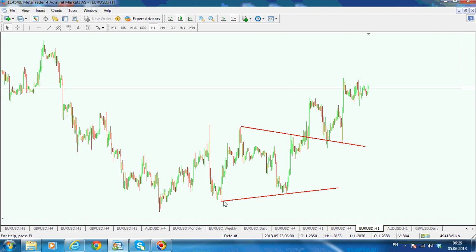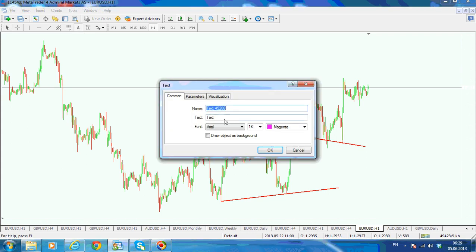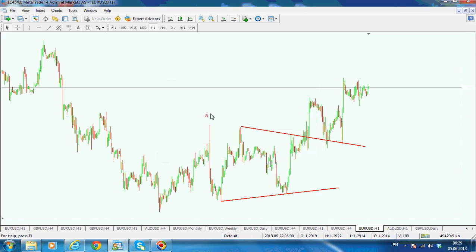So if you are to count this contracting triangle like this, and you want to put 5 different waves in the form of A, B, C, D, E, you make sure that what ends here, let's say, ends an A wave of this degree. So you make sure that what ends here with an A wave, this would have 5 different smaller waves in this contracting triangle.